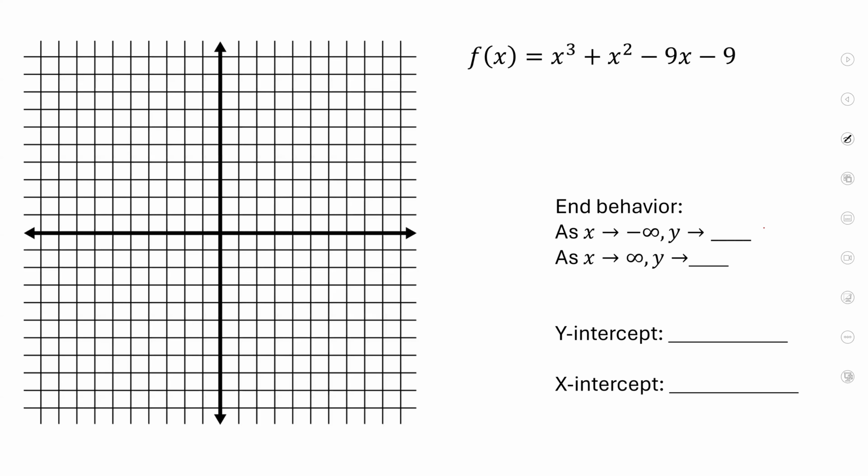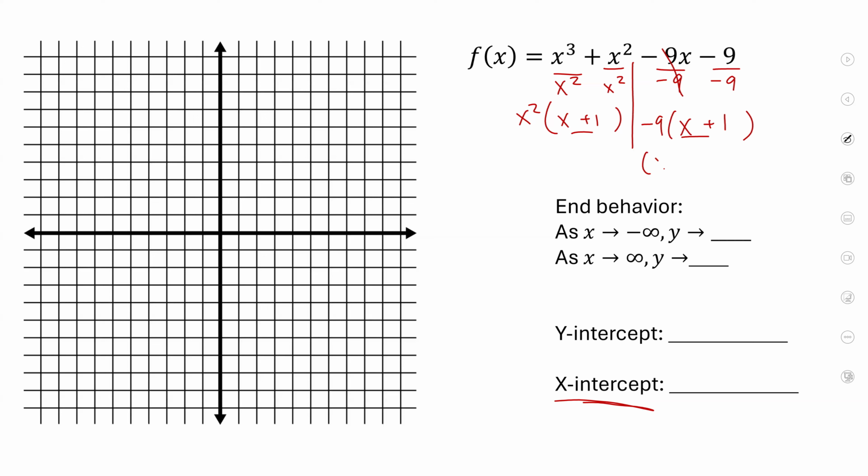All right, guys, for this one. All right, Larabe, in order to find your x-intercepts, you have to factor it. Okay, so what did you do to both sides? Good, divide x squared. Tell me what I'm left with. Good, what did you divide this side by? Good, -9. And what's left over? x what? Good. These match, so that's one of them. And what's on the outside is your other one.